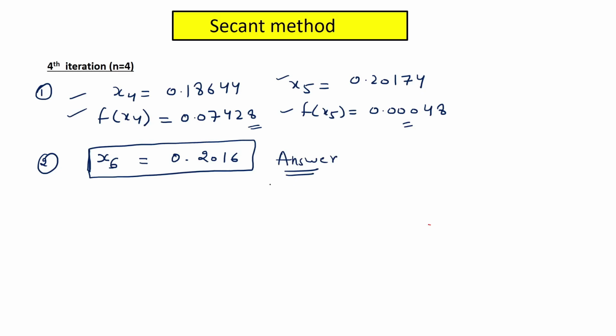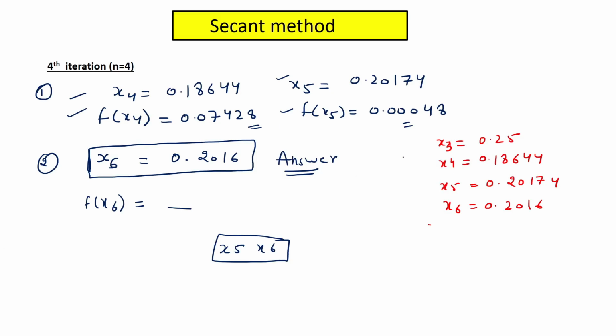If the question would have said that you have to carry this process till the 5th iteration, then again I can find the value of f of x6 and after that I will move with the values of x5 and x6 for the 5th iteration. So I think you have understood how we have applied this secant method on a given equation. And in the whole process you have seen that we were not checking the condition of opposite signs as we were checking in the bisection method and the regula falsi method.